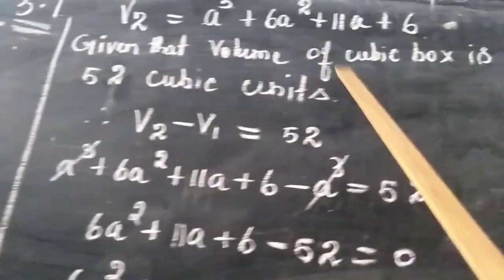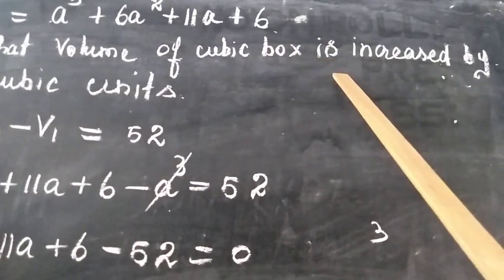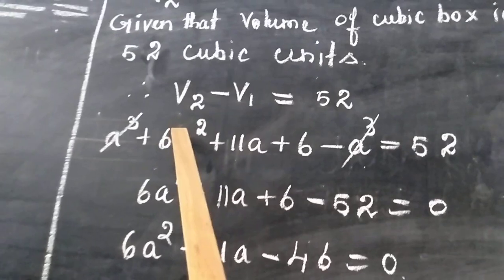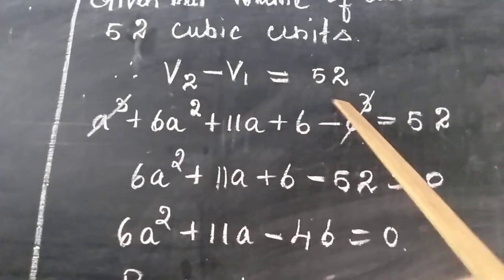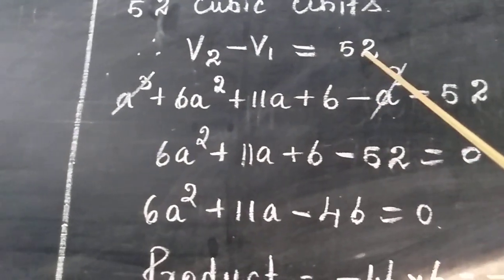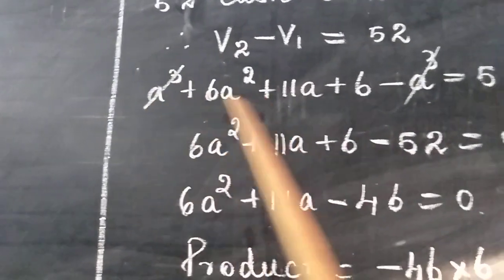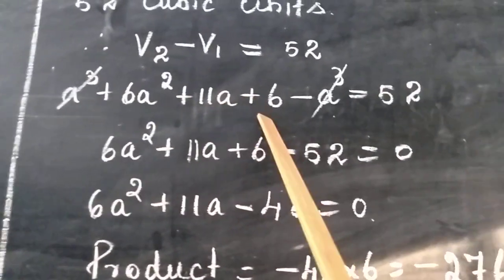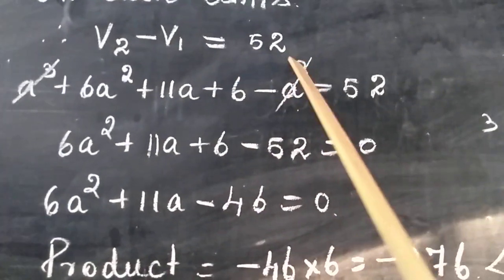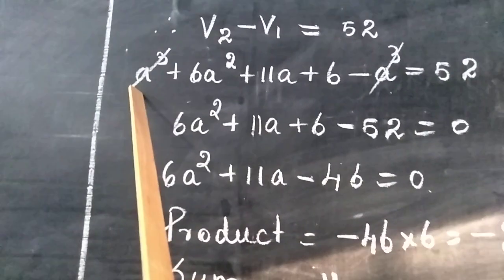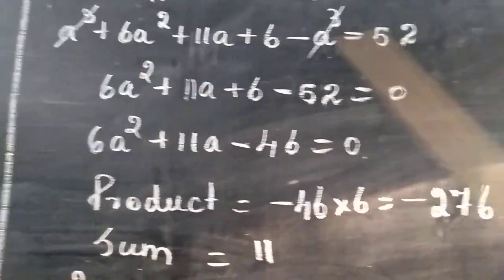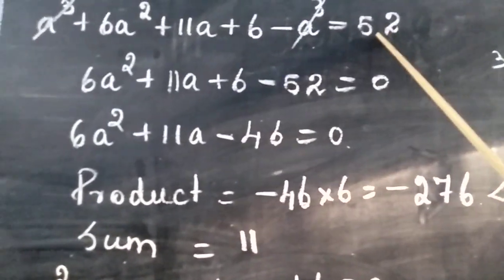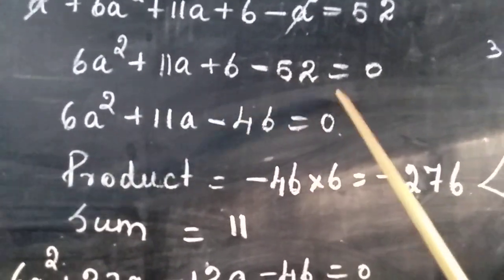Given that the volume of the cubic box is increased by 52 cubic units, that means the difference of both the volumes must be equal to 52. So V2 minus V1 is equal to 52. V2 we found already: A cube plus 6A square plus 11A plus 6, minus V1 which is A cube, is equal to 52. Now A cube minus A cube will cancel. The remainder will be 6A square plus 11A plus 6. This 52, when it comes to this side, will become minus 52 is equal to 0.